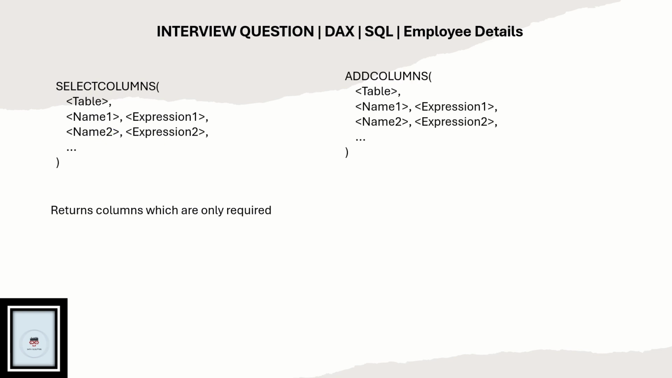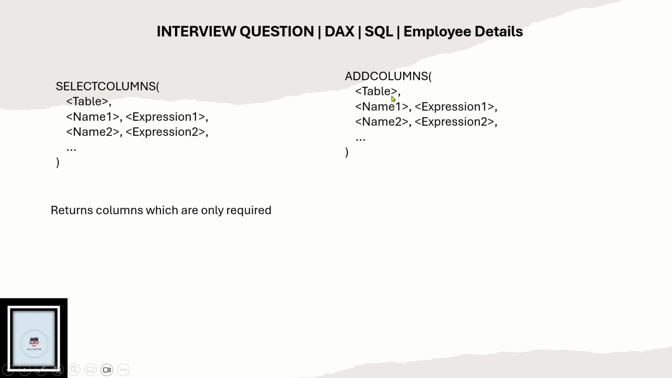The other one is ADDCOLUMNS. ADDCOLUMNS has almost the same syntax. Instead of SELECTCOLUMNS you mention ADDCOLUMNS, and here the arguments are the same. You have the table, name one, expression one. Again here the table can be either a physical table or an expression that returns a table. Say in this table you have 5 columns, and the additional name one and expression one which you have mentioned here will be added to the existing table.